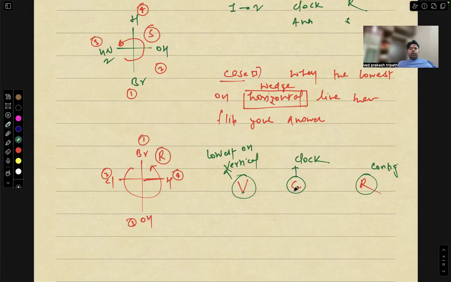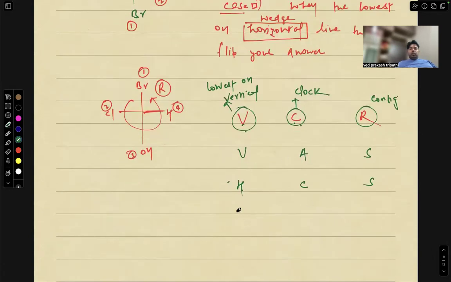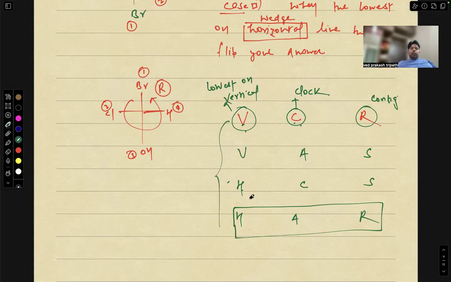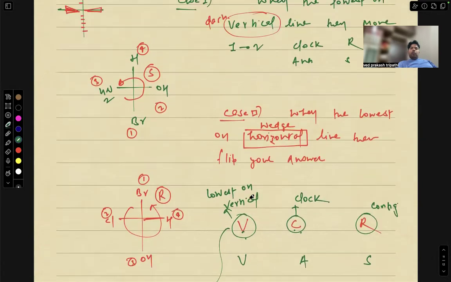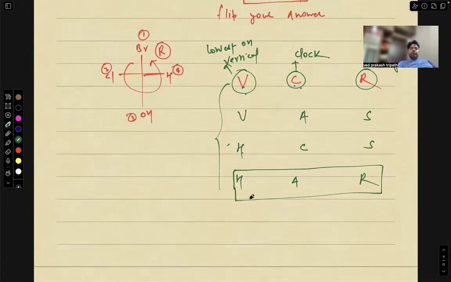So if vertical clock is R, it means vertical anti-clock would be S. And if vertical clock is R, then horizontal clock would be S. And if vertical anti-clock is S, then horizontal anti-clock would be R. Simple. So VCR and HAR. Okay. So these two lines are good enough. Okay, so this is R and S in Fischer projection.